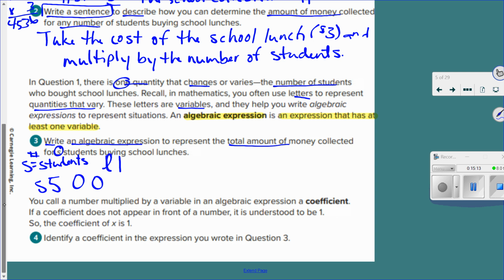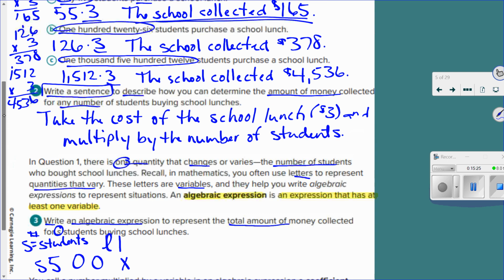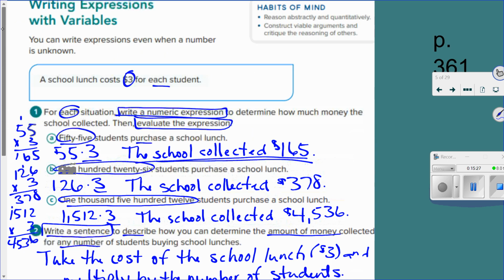So there are certain letters that we use. The most common one we use for a variable is X. Okay? Now, why is that? Let's go back up here. Because there are multiple ways to write multiplication. So, historically, from elementary school, that's what we've done, right?